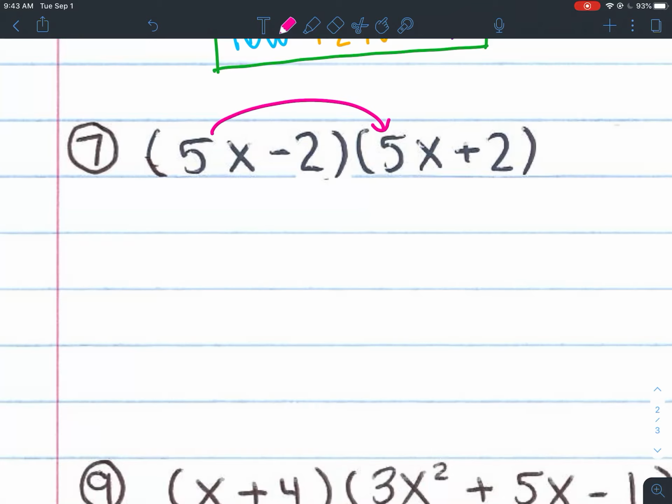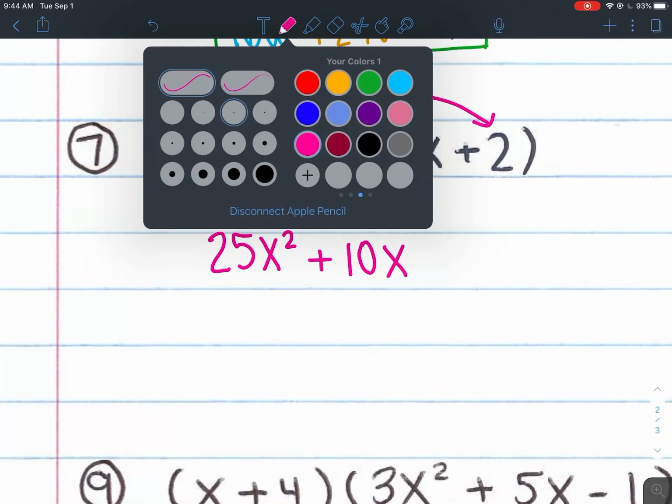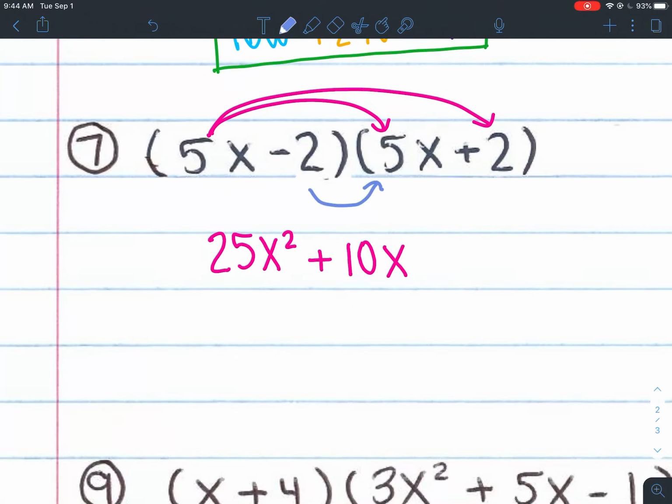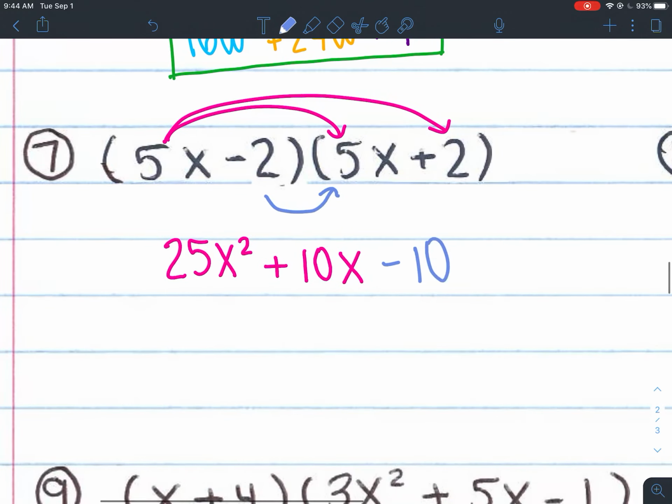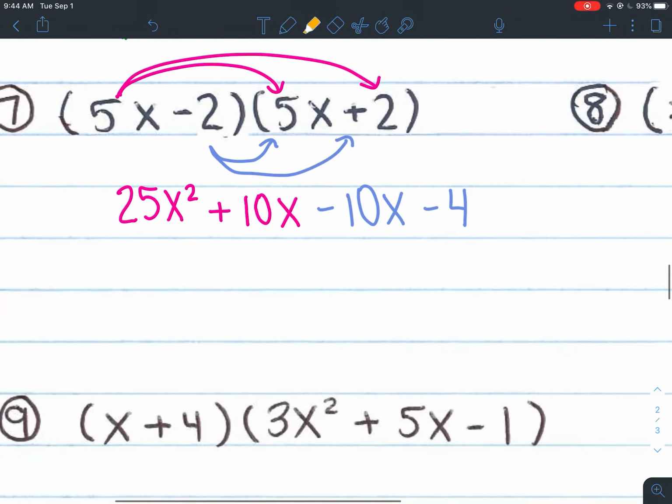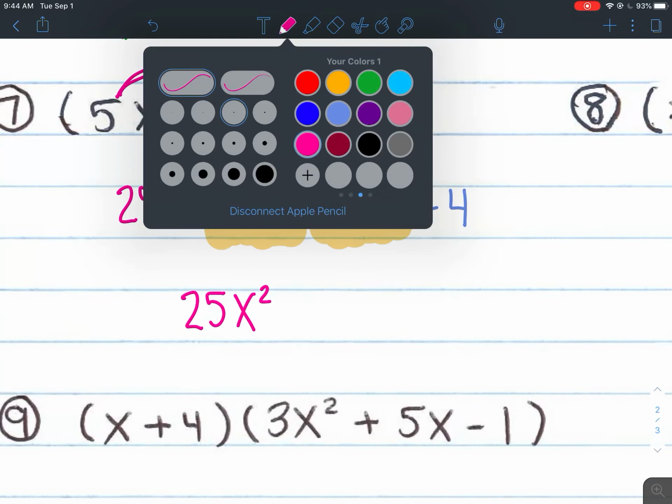5x times 5x is 25x squared. 5x times 2 is positive 10x. And then we have negative 2 times 5x, which is going to give us negative 10x. And then negative 2 times positive 2 is going to be negative 4. All right, and as always, you check for like terms. In this case, we do. The x's are like positive 10x and negative 10x. So I'd have the 25x squared at the front.